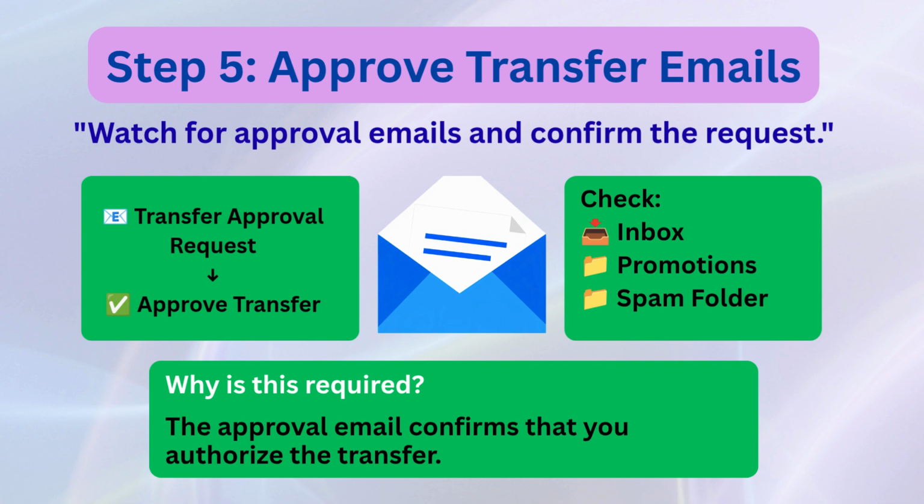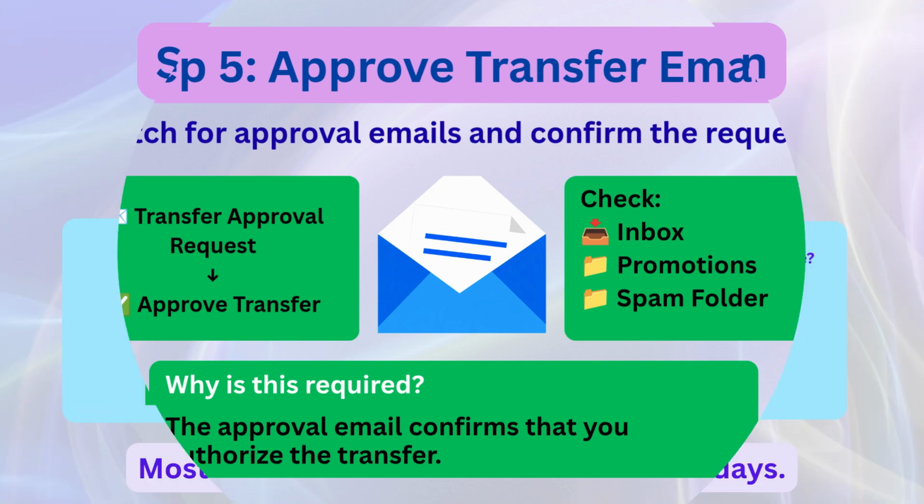After you submit the transfer request, the next step is to approve it through email. Both your current registrar and your new registrar may send confirmation or approval emails. Make sure you check your inbox carefully and also look in your spam or promotions folders in case the email is filtered. You must approve the transfer request to continue the process. If you miss this step or delay approval, the transfer can be delayed or even cancelled.